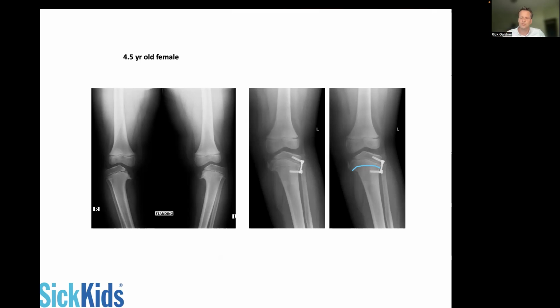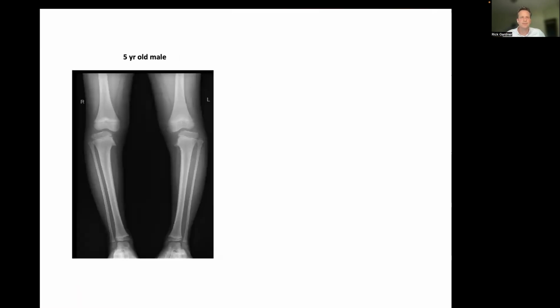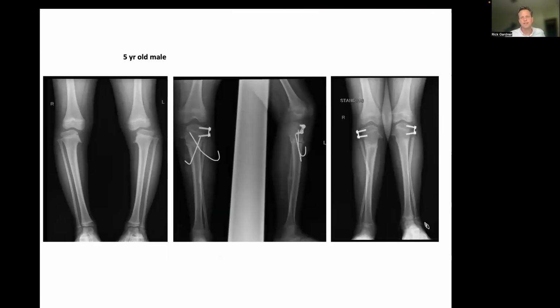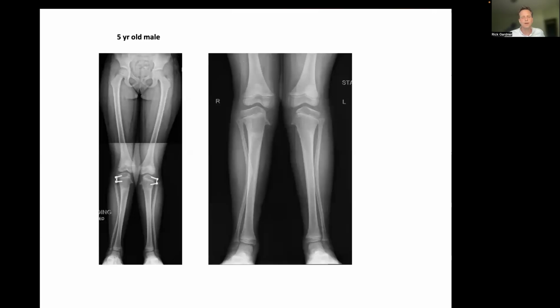So you do need to watch these children closely. But I think an A plate from the outset is important in such cases. A 5-year-old male, similar, possibly worse, but a similar looking radiograph treated exactly the same way. Nice, slight overcorrection. A plates look to be working well.